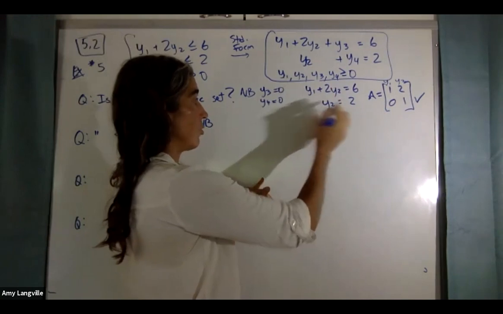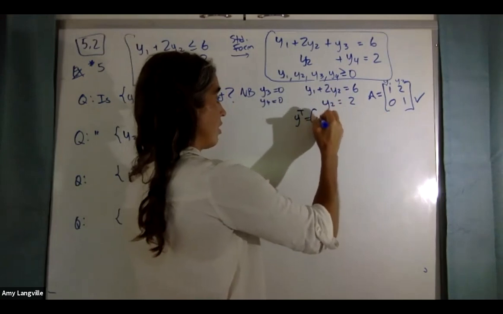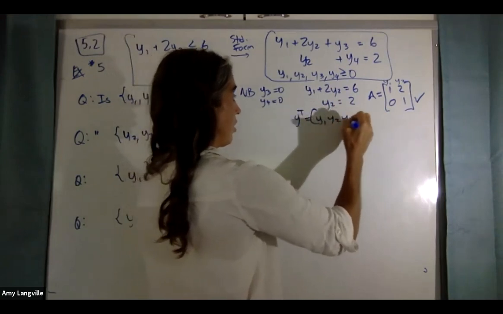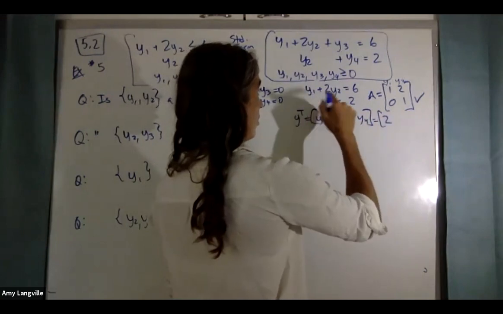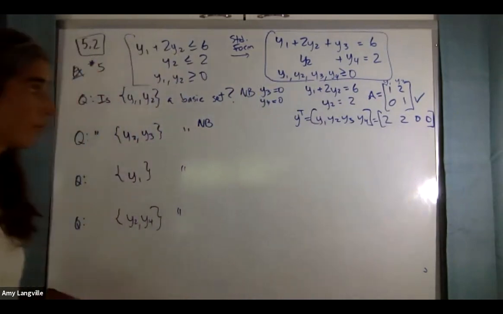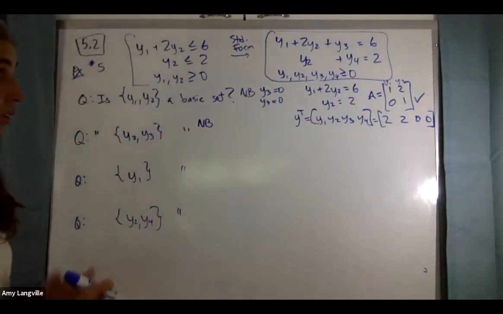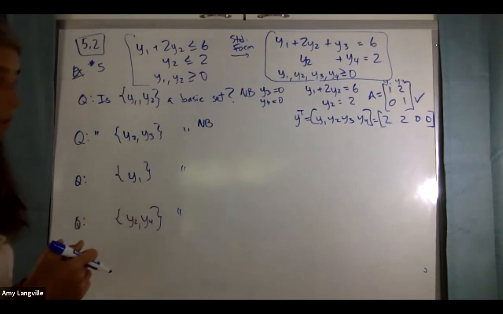So we'd have the solution associated with this one, or write it as a row vector, y1, y2, y3, y4, which is given by 2, 2, 0, 0. Right? So we're able to get an actual solution, which then lives on our polytope.